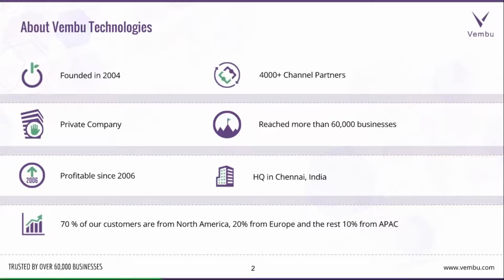To start with, let's have a quick intro on the company profile. Vembu Technologies was founded in the year 2004. We are a private company, profitable since 2006. We have 4,000-plus channel partners and we reach more than 60,000 businesses so far. We are headquartered in Chennai, India. 70% of our customers are from North America, 20% from Europe, and the remaining 10% from the Asia Pacific region.